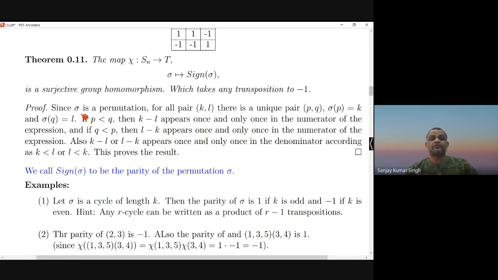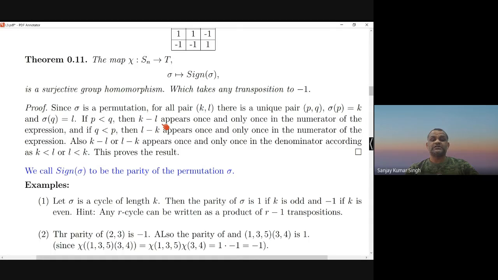Now let's prove it. Since sigma is a permutation, for every pair k, l there is a unique pair p, q such that sigma(p) is k and sigma(q) is equal to l. k, l, p, q can be the same or different; we don't know. But yes, this happens. And if p is strictly less than q, then k minus l appears once and only once in the numerator of the expression.